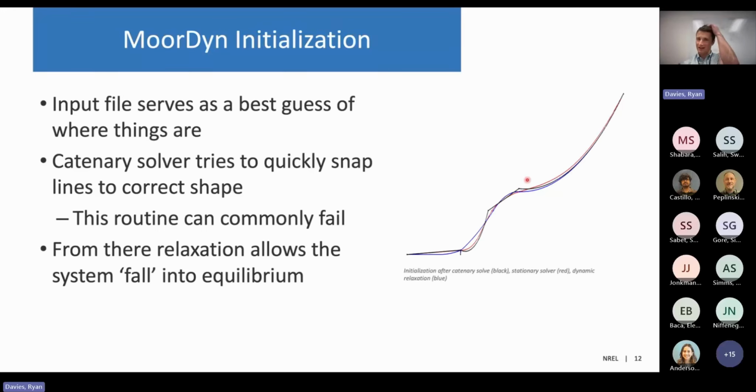This black line here is right after that catenary solver worked its magic. You can see you have a point here and a point here. They're fixed in space. You can see the solver tried to estimate a catenary line between some points. It wasn't able to here. It had a linear line, but it got a best guess of where things are. And then these red and blue lines indicate two different relaxation routines that can be used. You can see how they allow the system to fall into a more natural state, and once that state is reached, you can start your simulation.